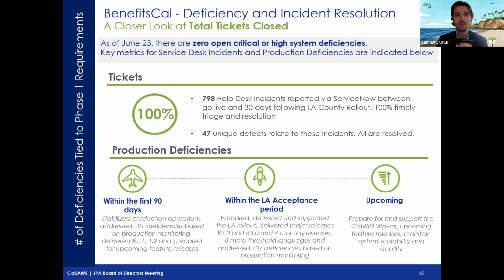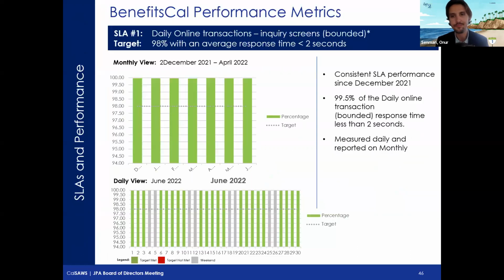As we look forward from here, we are actively working towards the upcoming rollouts for the remaining counties through the 6 waves, as Catherine and Rachel highlighted earlier. We are also preparing for upcoming major releases and system improvements as well. If we can move on to the next slide, please.